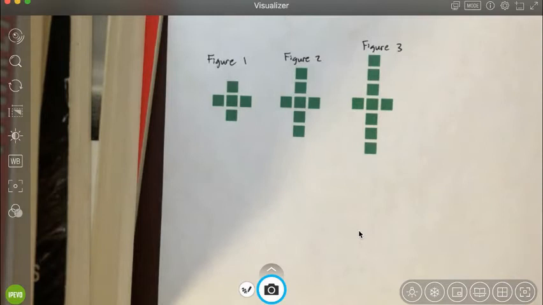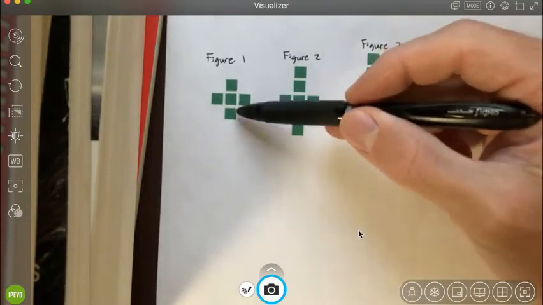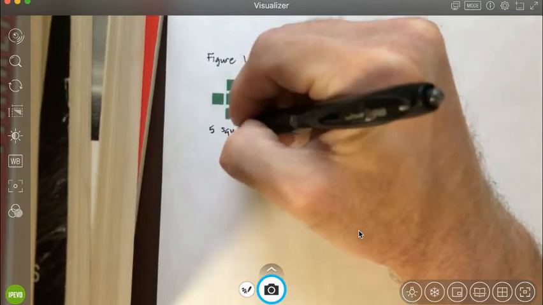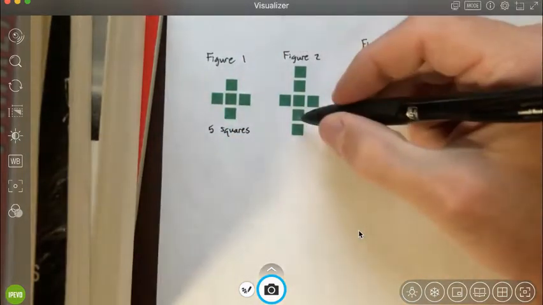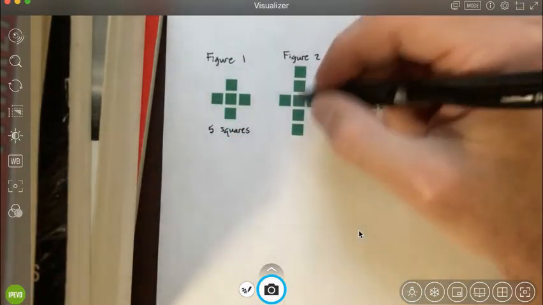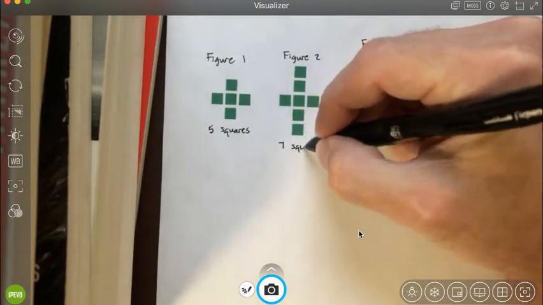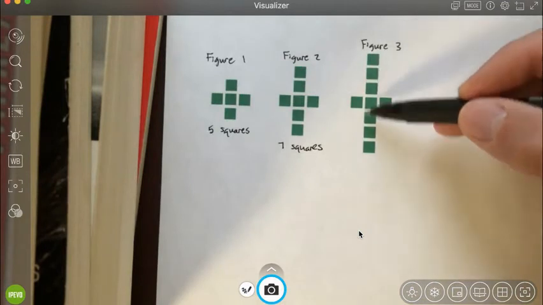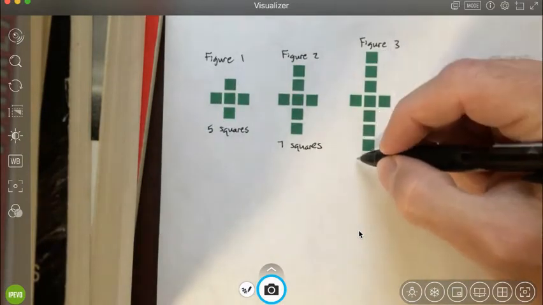So I've given you the first 3 figures in a pattern. I'm concerned with how many squares there are. And so if you count this out, you're going to see that there's 5 squares. If you count this one out, you're going to see that there's 2 more, so there's a total of 7. And if you check this one out, you're going to see that there's 2 more for a total of 9.